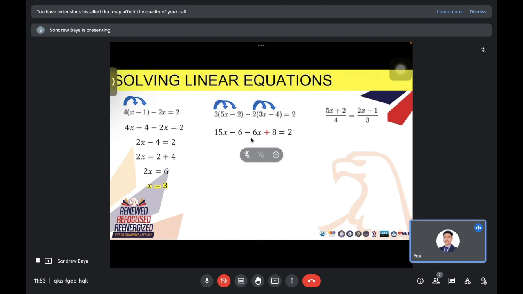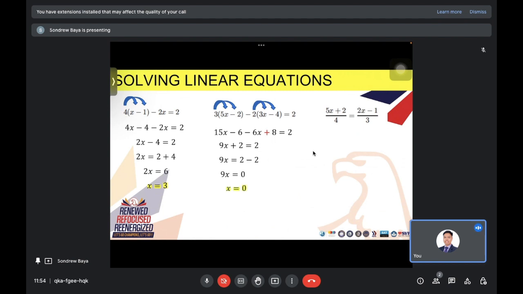If you are not able to get that, please replay or go back a few seconds to when I was discussing this. Again, take note, it's the negative 2 that we are distributing, equal to 2. This time, combine like terms, 15x minus 6x. That gives us 9x, negative 6 plus 8, that gives us positive 2 equal to 2. From here onwards, we can now solve it as a simple equation. Therefore, x is equal to 0.